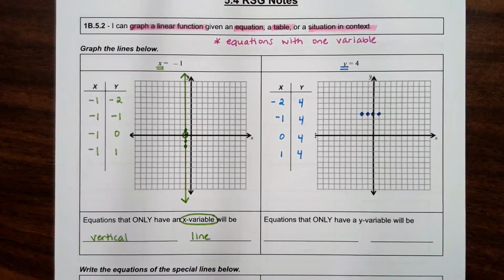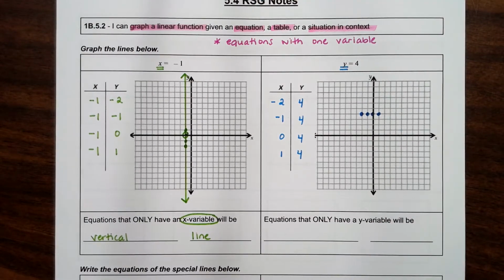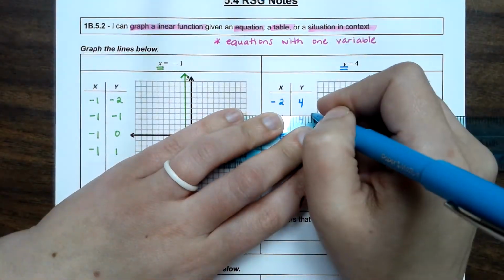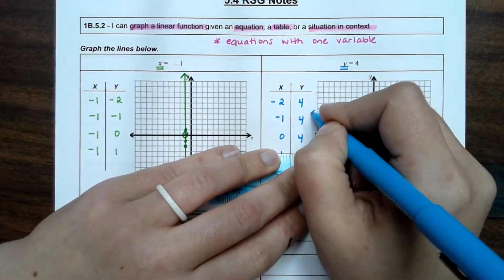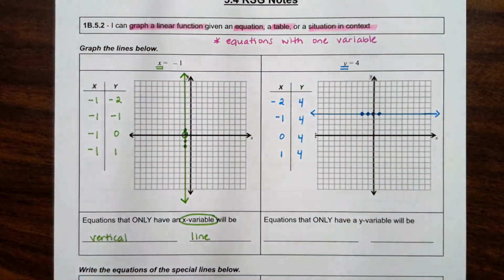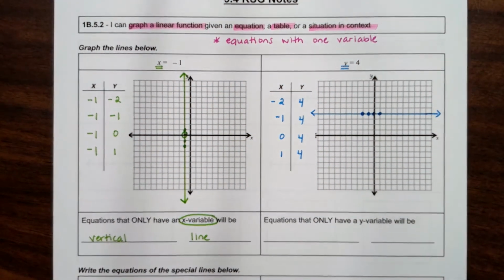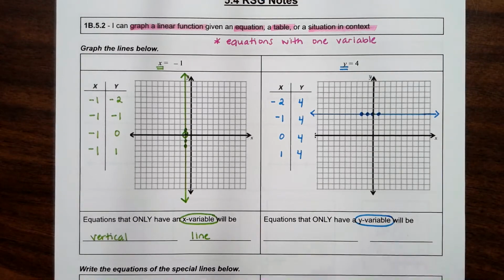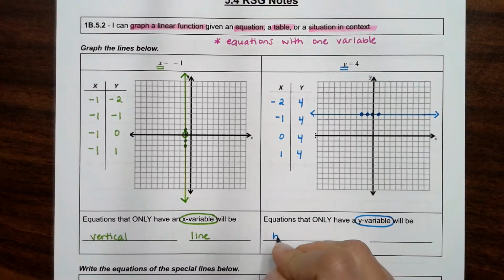Now looking at those points, they seem to be arranged in a straight horizontal line. So this graph would be the horizontal line that goes through those points. What we need to learn from this is that if our equation has only a y variable, we are going to be graphing a horizontal line.